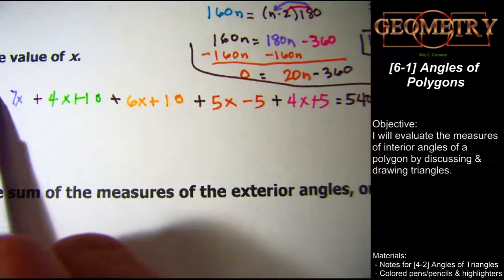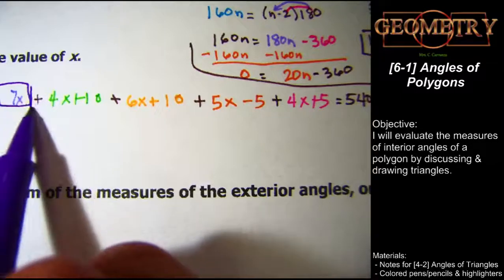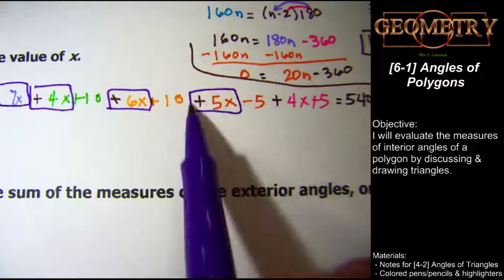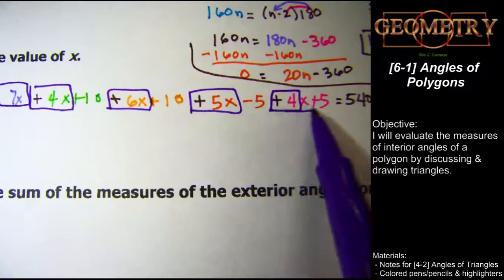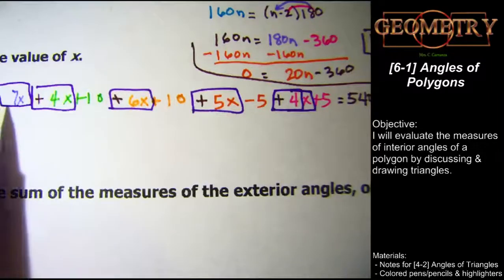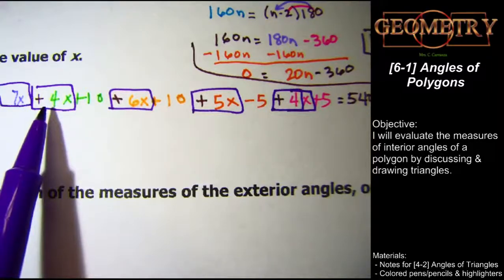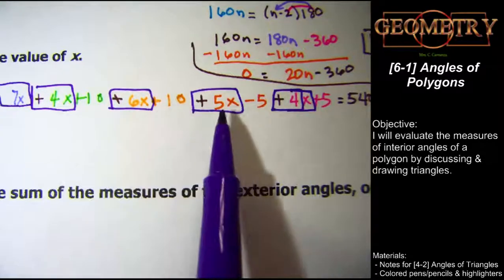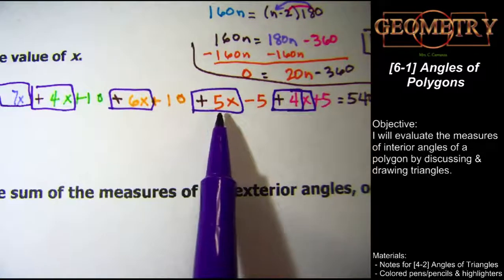I'm going to start with my x's first. There's a thing with x, and there's a thing with x, and there's a thing with x, and there's a thing with x, and there's a thing with x. Notice how I included the signs in the boxes with them. So I have 7 plus 4, 11. Plus 6 more, 17. Plus 5 more, 22.